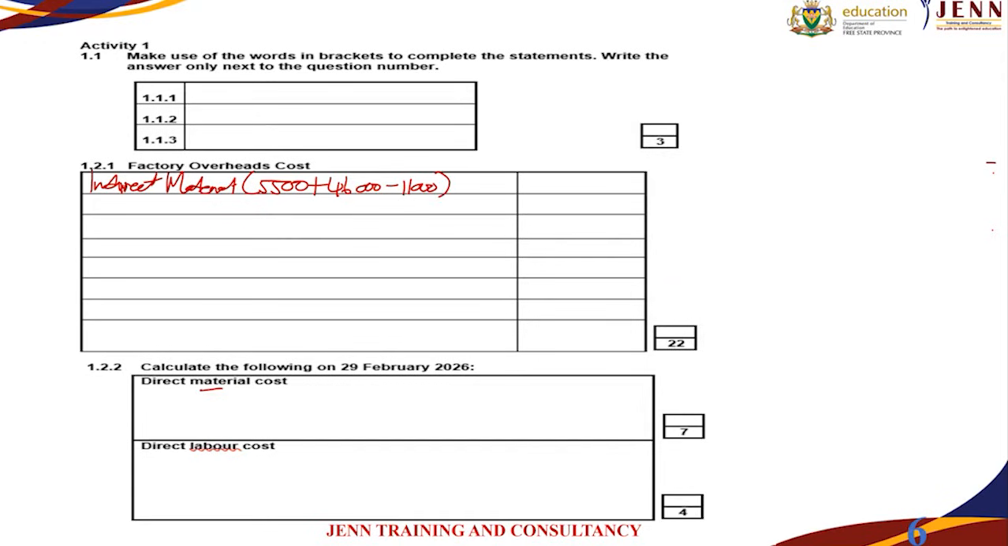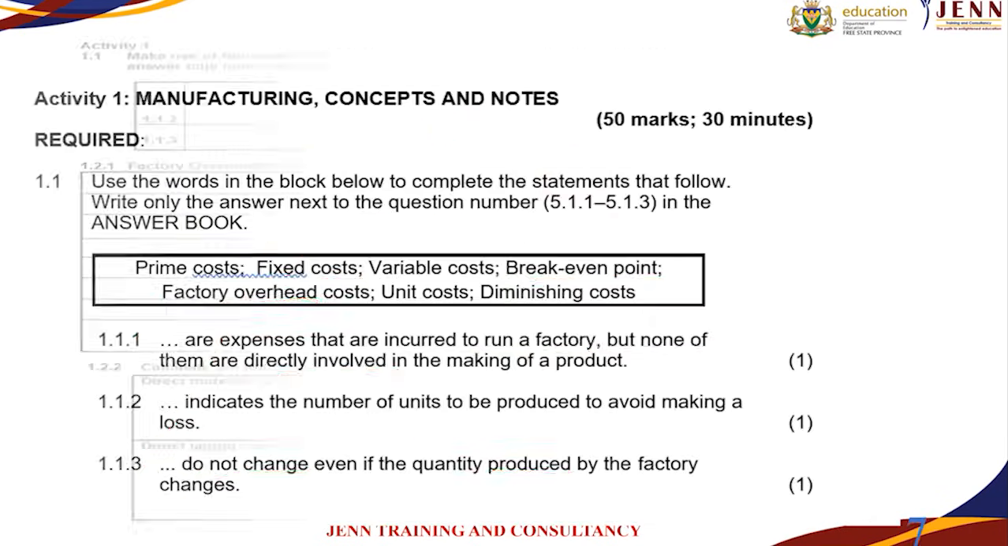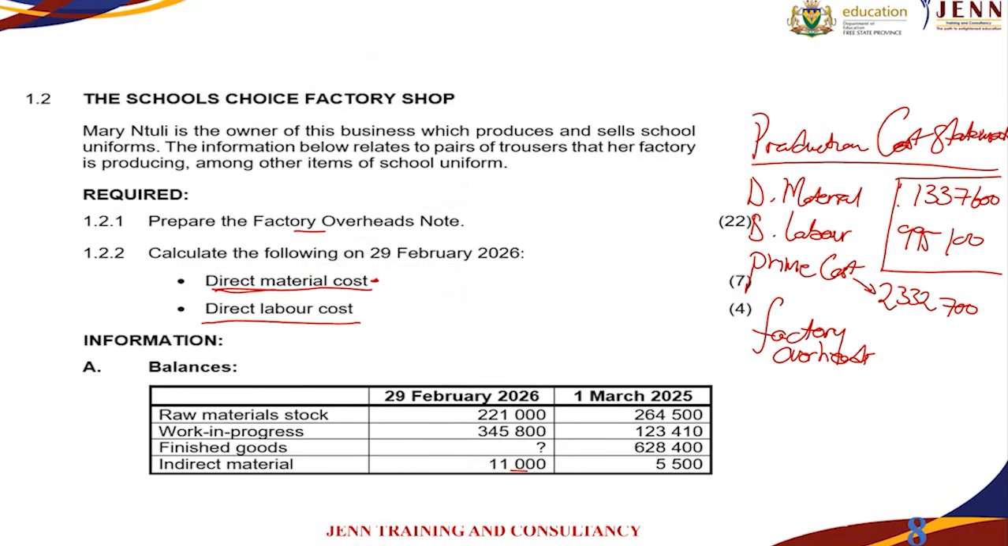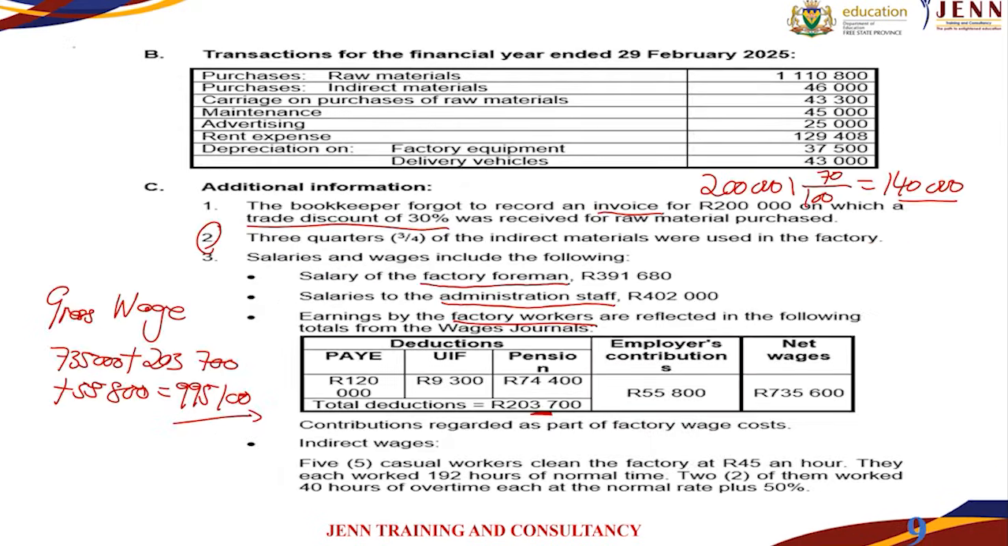Why are we closing the bracket? This simply means whatever we have now is indirect material, but however, the indirect material can be used in the factory, can be used in the office. So the one that we are calculating here should be the one that is going to be used in the factory. So this simply means now we need to determine how much of indirect material has been used in the factory. Now, when we go to our information, it is clear on number 2 to say 3/4 of the indirect material were used in the factory. So it means out of 4, the factory only managed to use 3.